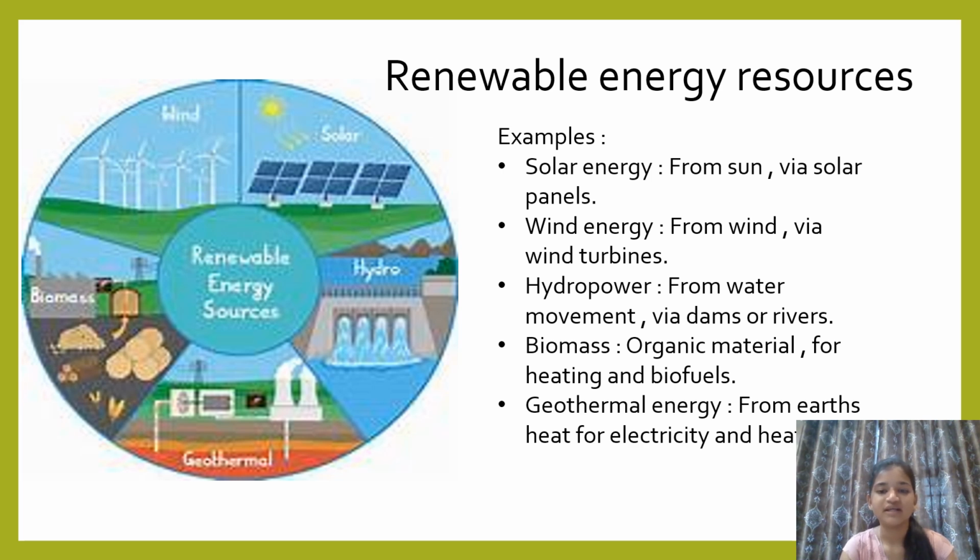And hydropower is from water movement, whether dams, rivers, ponds, lakes, wherever the water flows. Biomass is organic material for heating and biofuels. Geothermal is from the earth's heat, used for electricity and heat. The name itself says how we can obtain these energies and in what all ways we can use these energies.